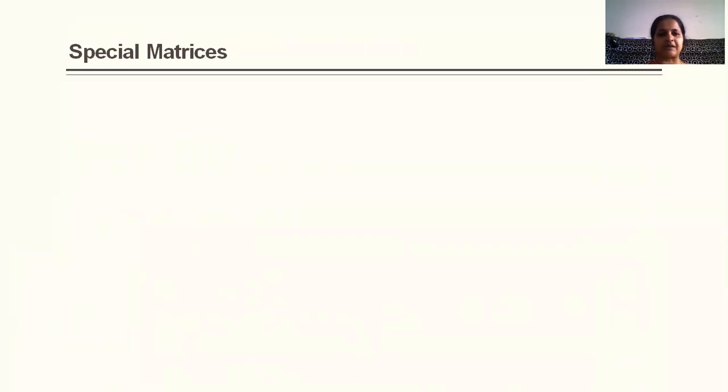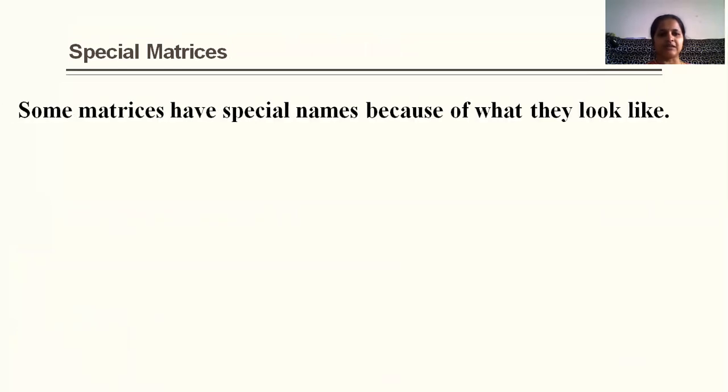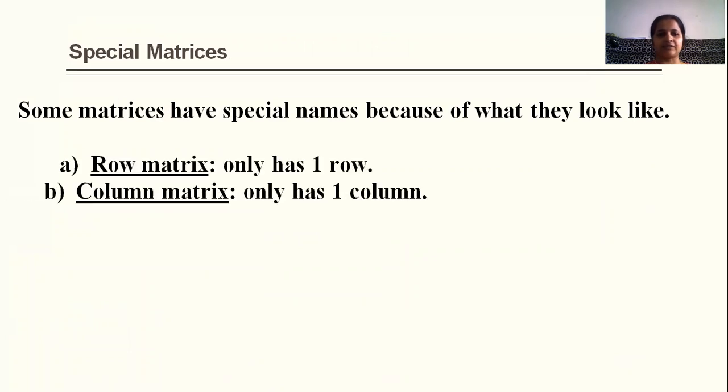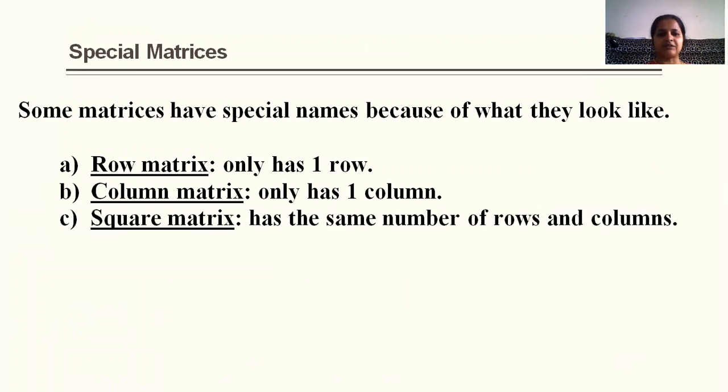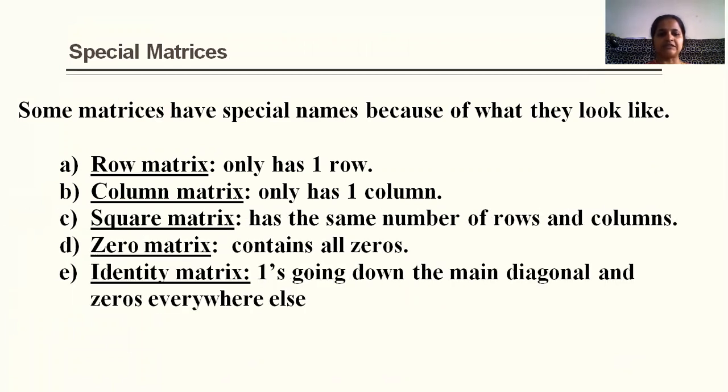So now special matrices. In special matrices, some matrices have special names because of what they look like. So we have the row matrix, then the column matrix, then the square matrix, zero matrix and identity matrix. In a row matrix, only one row is there. In a column matrix, only one column is there. In a square matrix, there are the same number of rows and columns. A zero matrix contains all zeros, and in an identity matrix only the main diagonal elements will be 1 and all others will be 0.